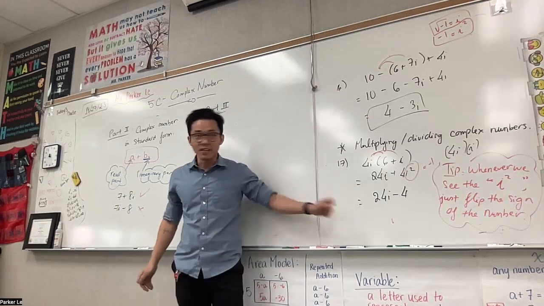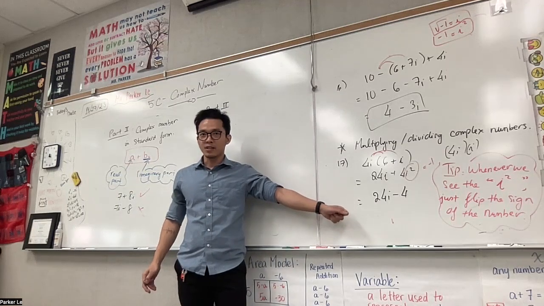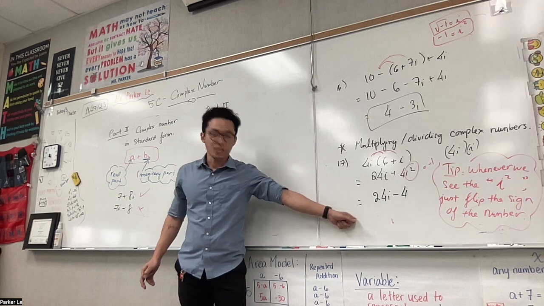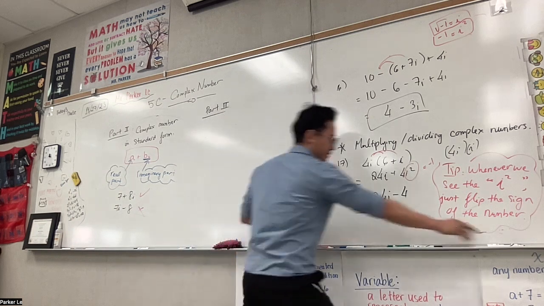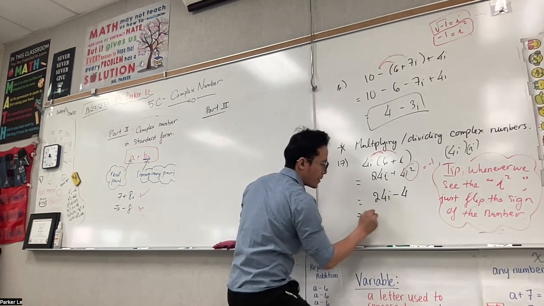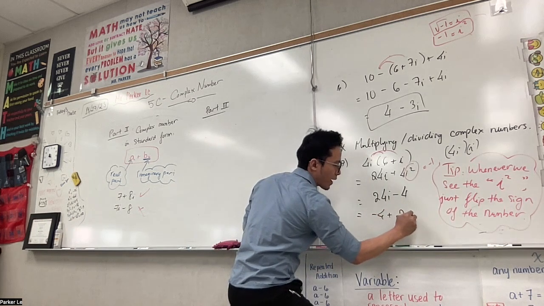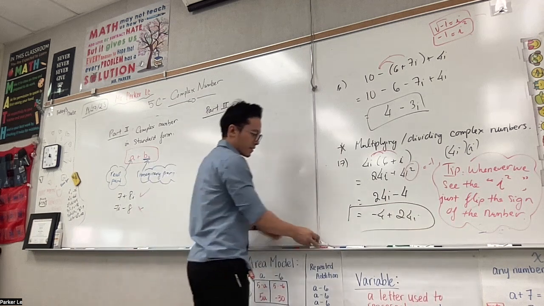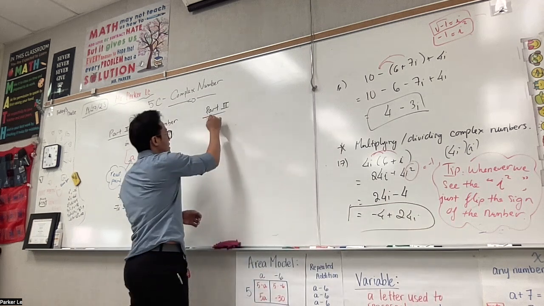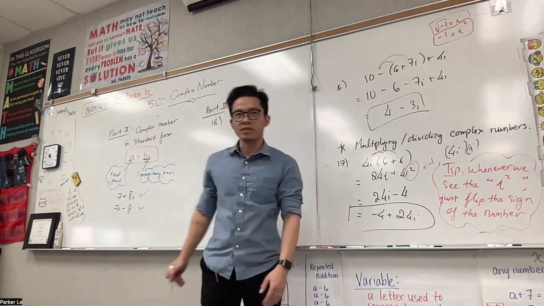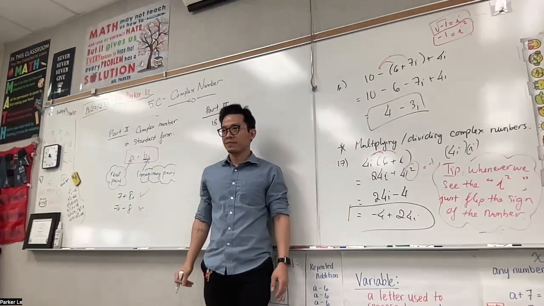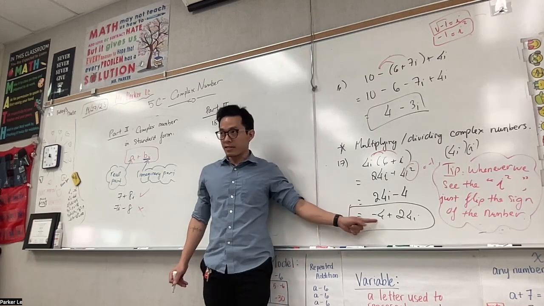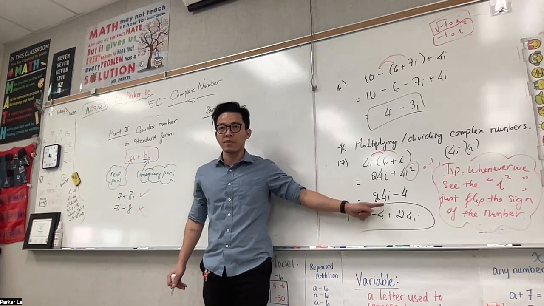It's not in standard form. So how can you make it standard form? You need to flip it up. Very good. It's going to be negative 4 plus 4i. Now that is my answer. Is it the correct answer? You know why I changed this? Because this is standard form, and this is not standard form.